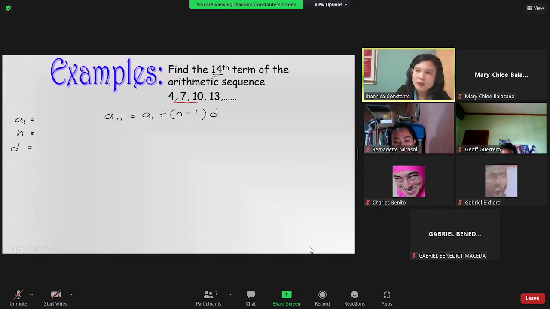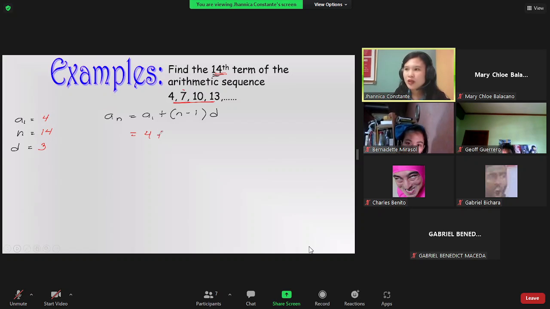In our arithmetic sequence, the first term is 4, and the relative position that we are solving is 14. So our n is 14, and the common difference is 3, since 7 minus 4 is equal to 3. So substitute the given value in the formula that we have.